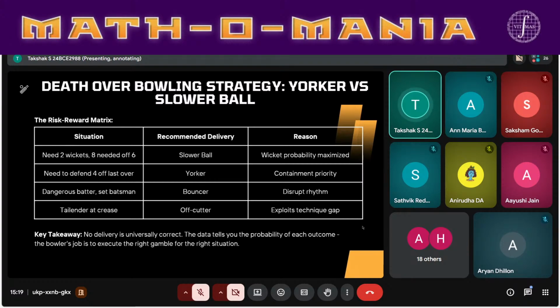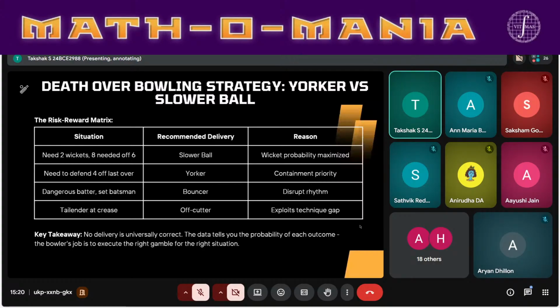And the final situation here is there is a tailender at the crease. A tailender is genuinely someone who comes in at number 10 or 11. He's someone who can barely hold a bat. So what do you bowl?